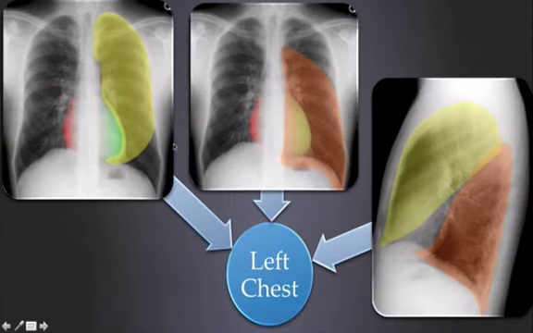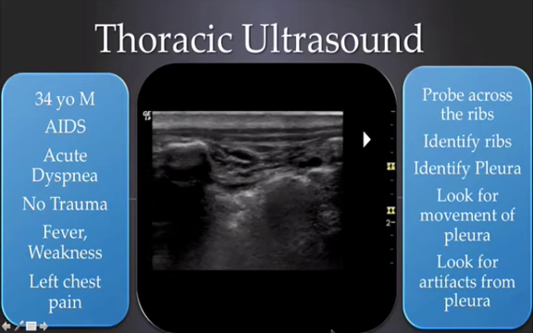The left chest is very similar, except it does not have a middle lobe. So if you place your probe on the back of the chest, you have the lower lobe. If you place the probe on the anterior chest, it's the upper lobe. I generally refer to this as the anterior lobe and the posterior lobe because it makes more sense anatomically than upper lobe and lower lobe.